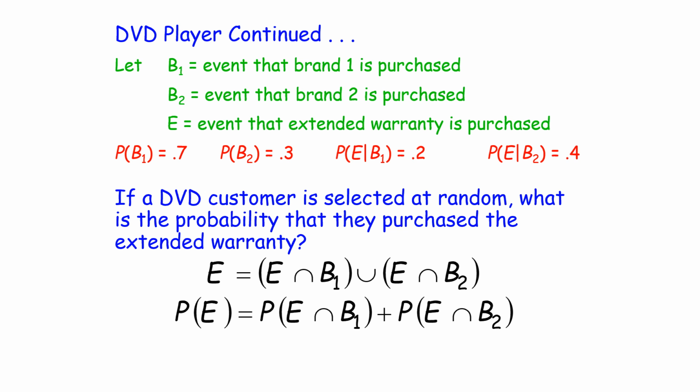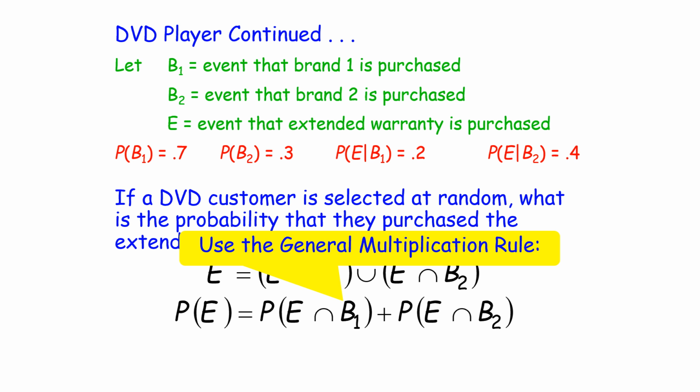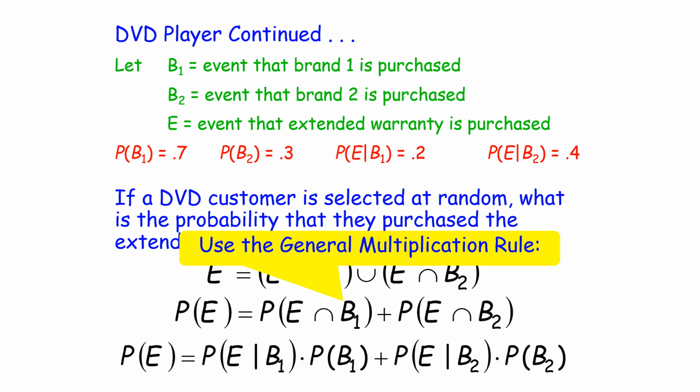In order to find the probability of E, we'll take the probability of E and brand 1 and add that to the probability of E and brand 2. So we're able to use the general multiplication rule here. The probability of E is going to equal the probability of E given brand 1 times the probability of brand 1, plus the probability of E given brand 2 times the probability of brand 2.